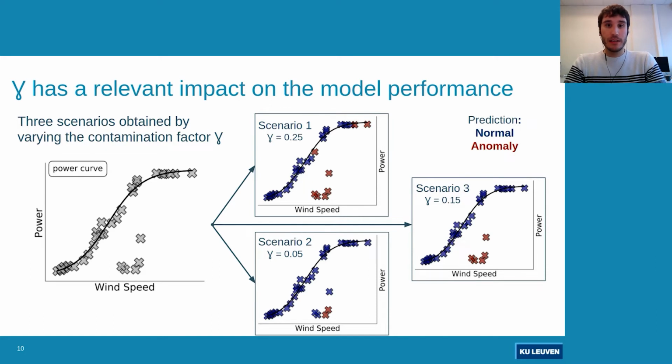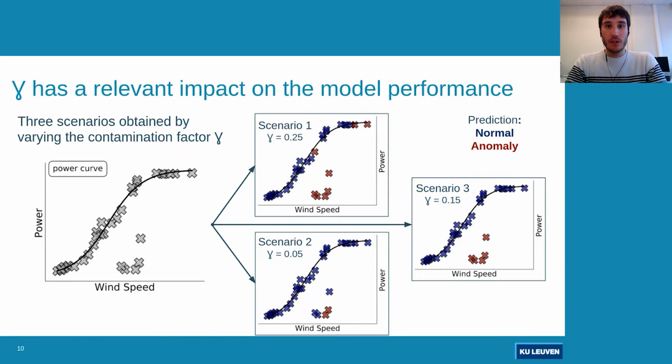In the plot on the right, we show the results of setting the contamination factor to 3 different values, obtaining 3 different scenarios. In the first scenario, the contamination factor is overestimated, and the model predicts some obvious normal examples as anomalies, meaning high false positives.